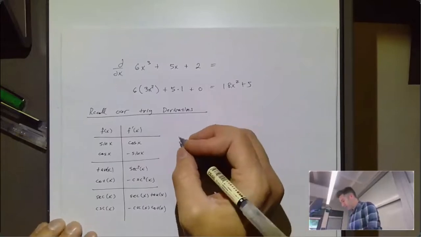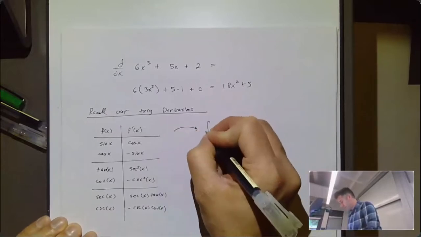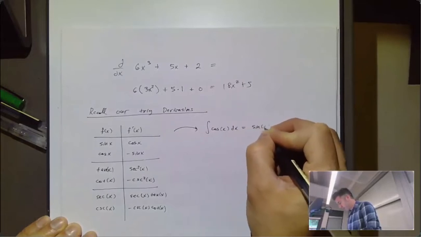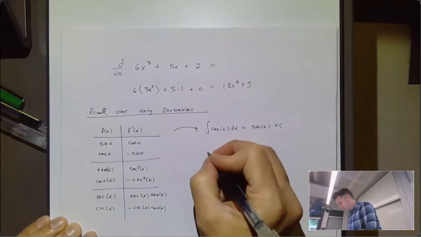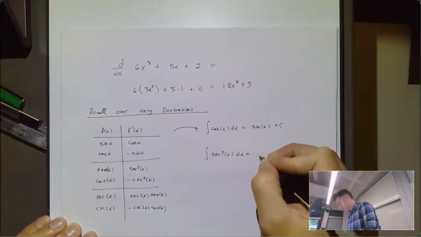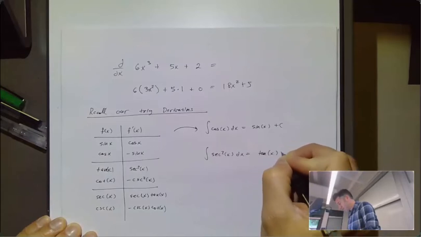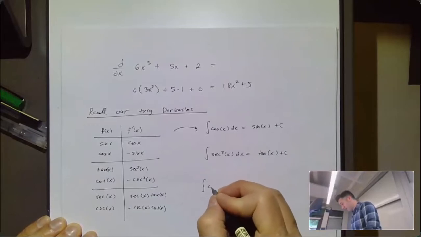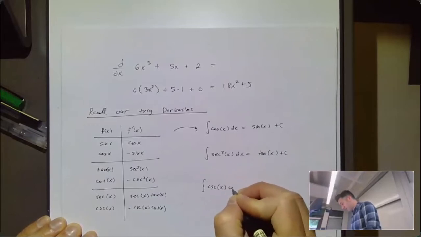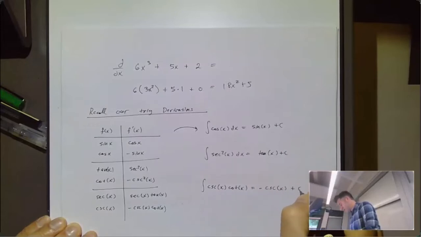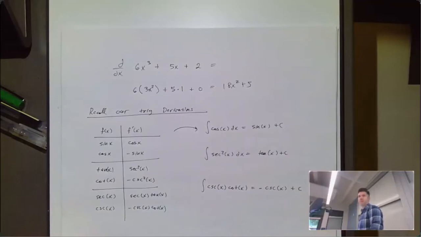If we know all this, then we can say the antiderivative of cosine of x is equal to sine of x plus c, or the antiderivative of secant squared of x is equal to tangent of x plus c, or the antiderivative of, it gets a little harder when you have a negative one, the antiderivative of cosecant of x times cotangent of x is equal to negative cosecant of x plus c. So if you know a derivative, you know the reverse antiderivative.